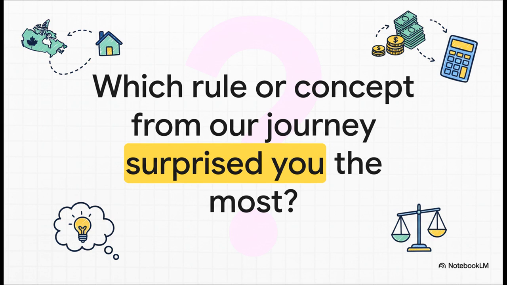So as we wrap up today, I want to leave you with a question. Think about everything we just covered. What was the one rule or concept that surprised you the most? Was it the whole residency versus citizenship thing? Or maybe that super specific formula for calculating income? Just let that sit with you, because it's a great way to start thinking critically as we dive deeper into this subject.